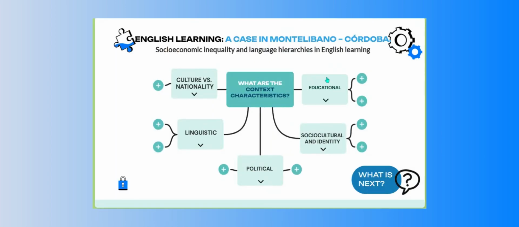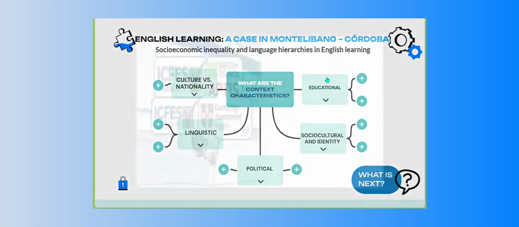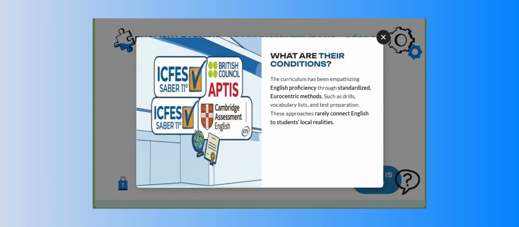The study is taken by dimension. The first one is called the educational dimension. Talking about the curriculum, it has been emphasizing English proficiency through standardized Eurocentric methods such as drills, vocabulary tests, and test preparation. These approaches rarely connect English to students' local realities.